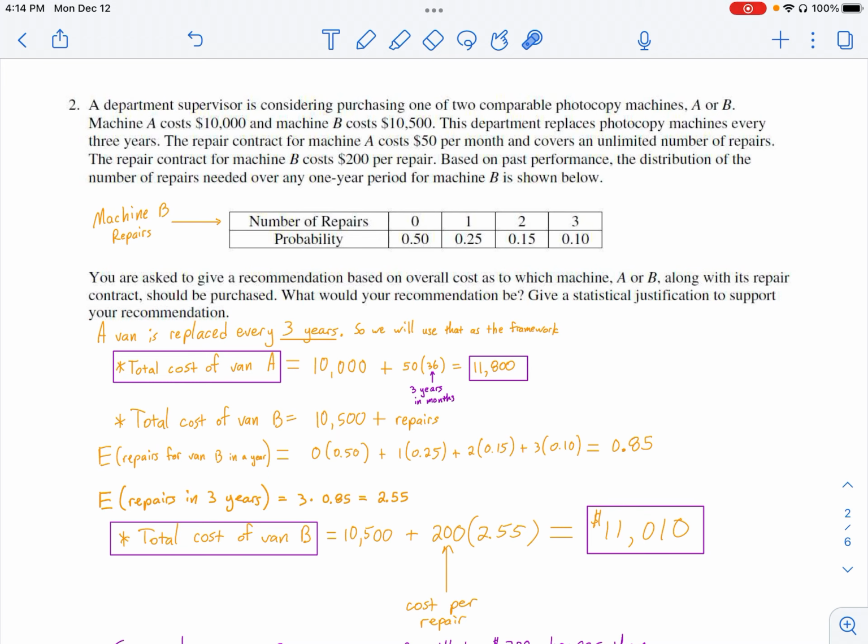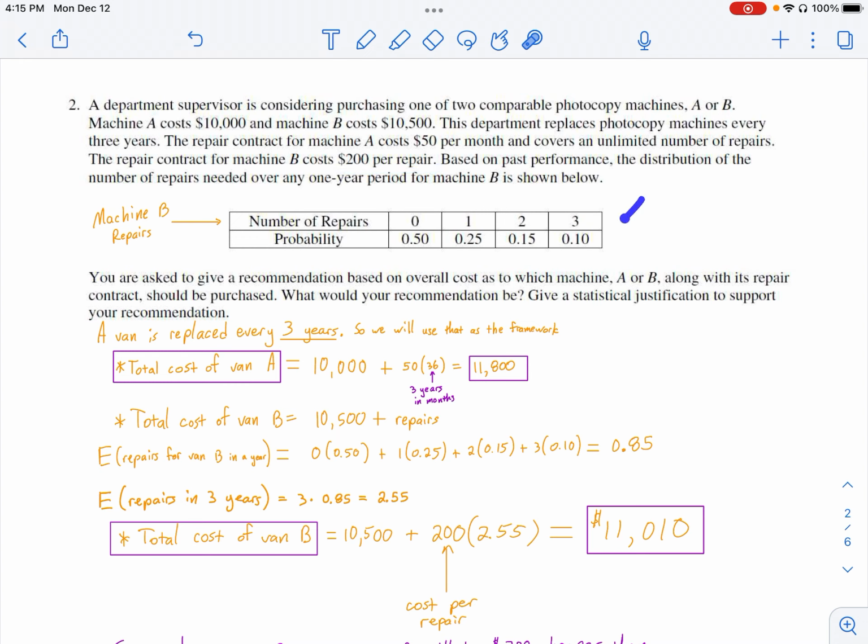Okay, so the repair to fix machine A is $50 every month. So they just pay like a monthly fee, $50 in January, $50 in February, in March, and so on. And that covers unlimited number of repairs. But the repair for machine B is different. They pay $200 per repair. If it doesn't break, they never pay for a repair, so they never pay anything. If it breaks a whole bunch, they pay $200 every time.